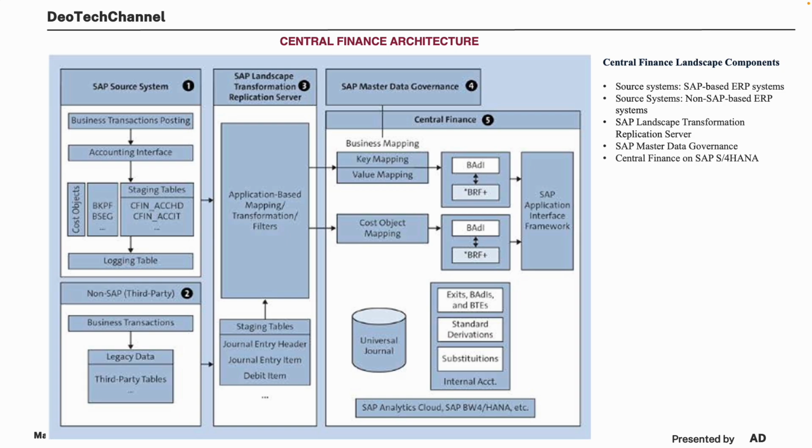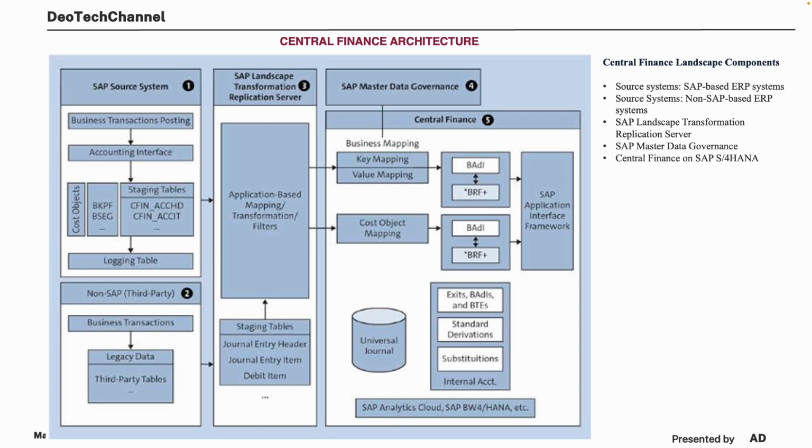Between source system, SLT and central finance, there is one more component, SAP master data governance. It ensures data harmonization across multiple financial systems, and implements business mapping, key mapping, value mapping to standardize the master data. Once data is processed through all these components, then it comes to the central finance system.